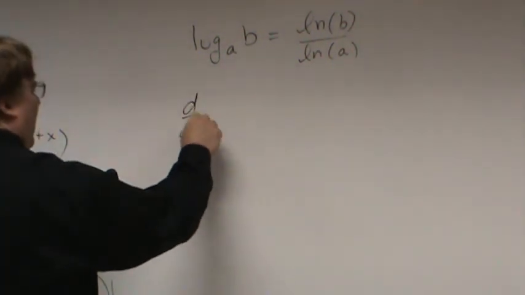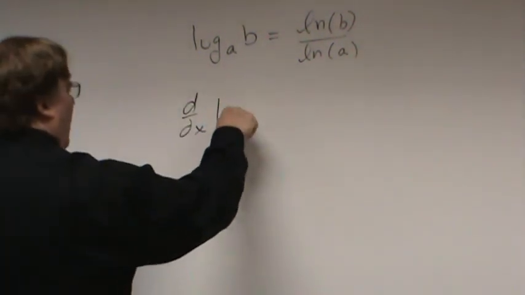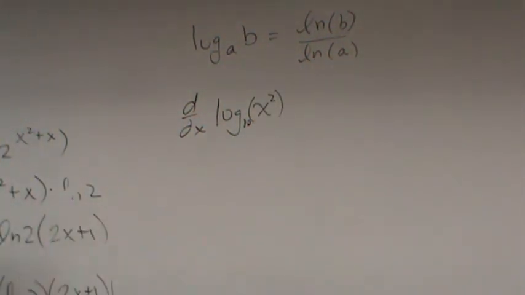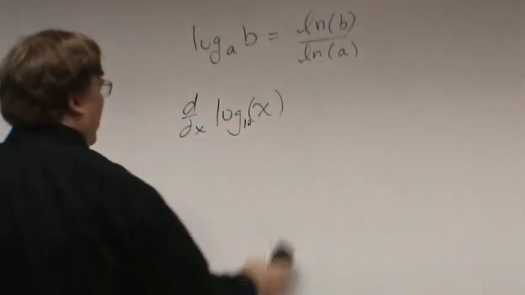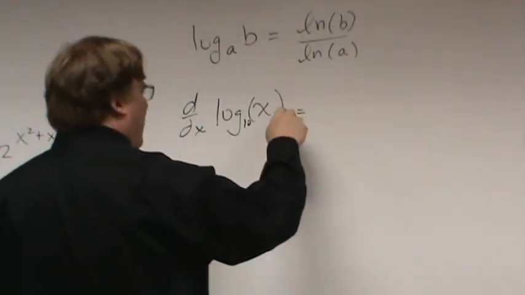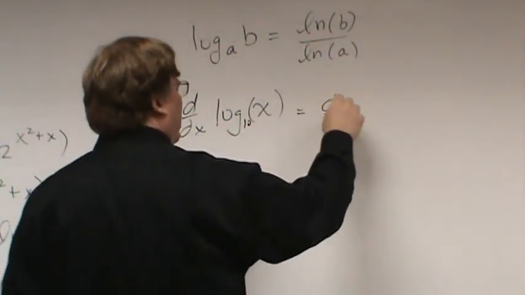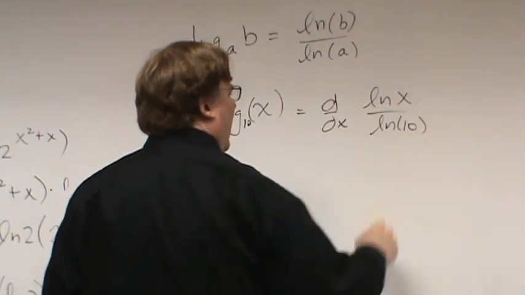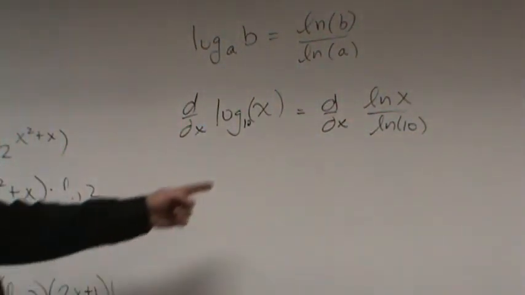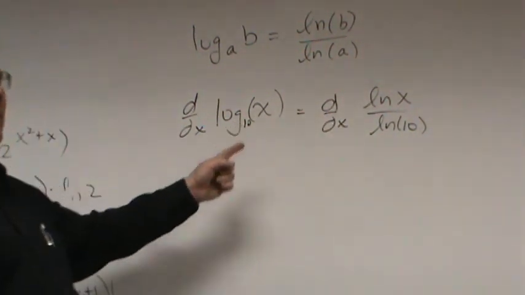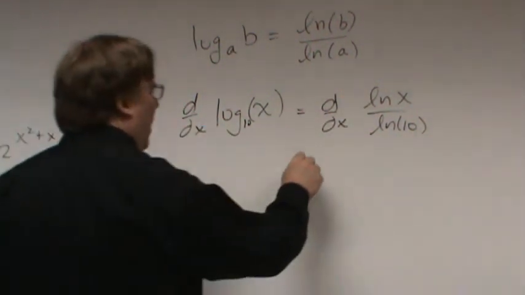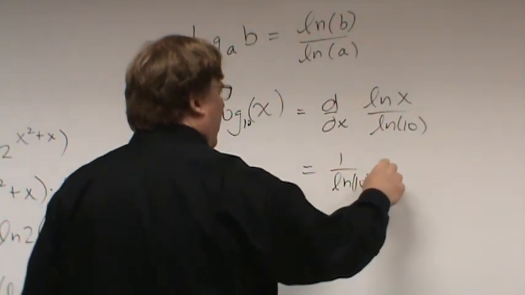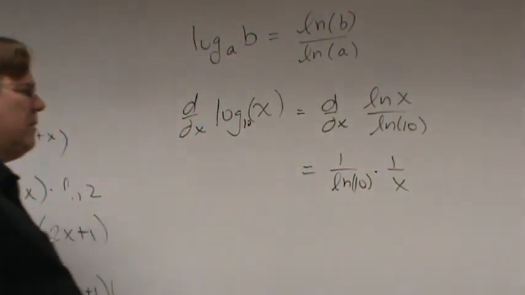So for example, if I wanted the derivative of the common log of x, the first thing I'm going to do is rewrite this as the log natural of x over the log natural of 10. You see that? So now I've turned it into a log natural. It used to be a log base 10. Now it's a log natural. Now I can take the derivative: 1 over the log natural of 10 times 1 over x, and there's my answer.